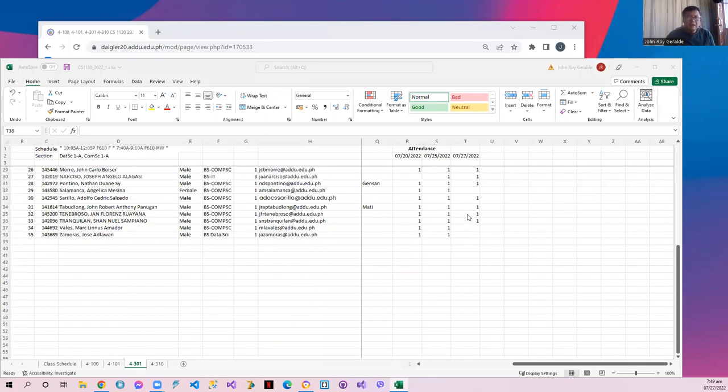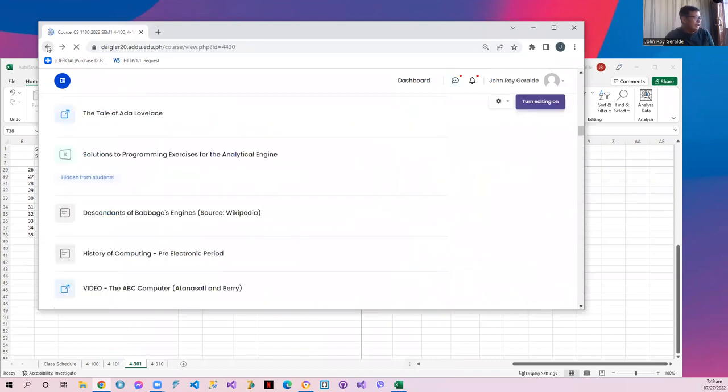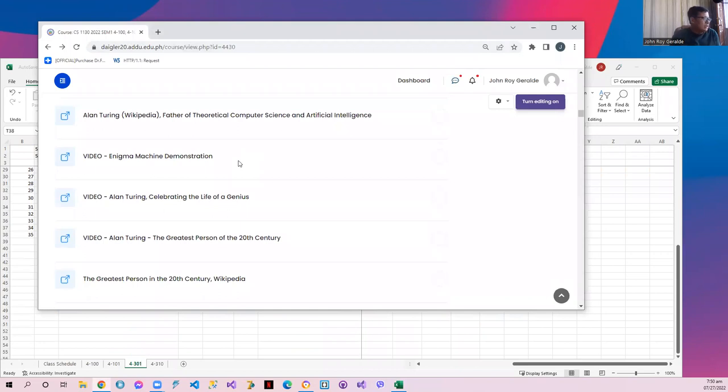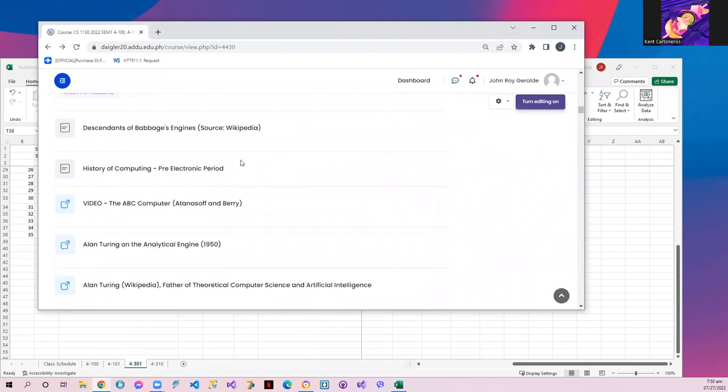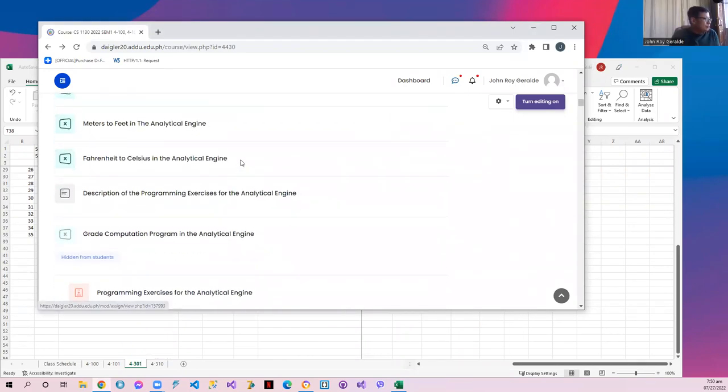I have activated an assignment which you are supposed to pass on August 1, Monday, before 8 o'clock. Do you follow? I will discuss it again, as I need to finish the discussion of the example on the analytical engine. Okay, so this is what you are supposed to do.